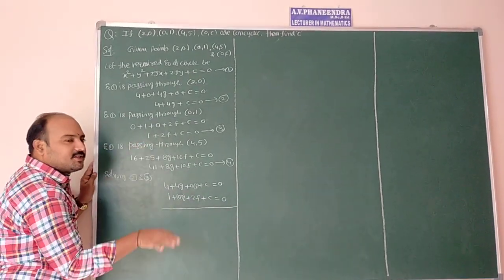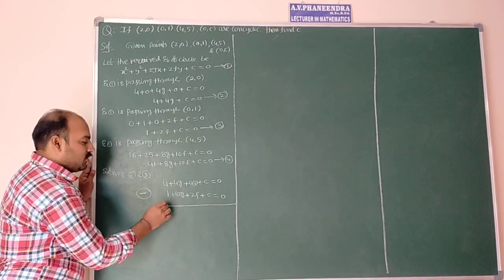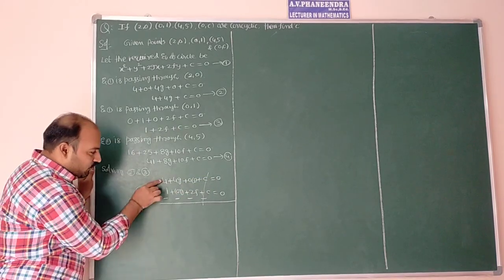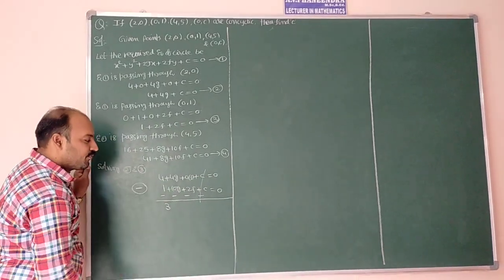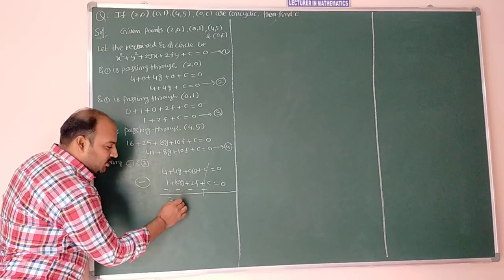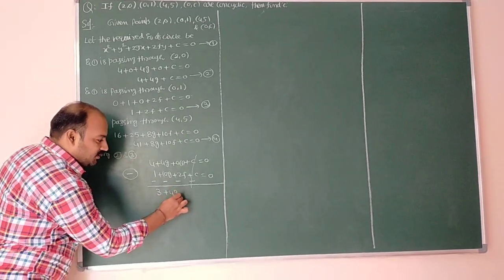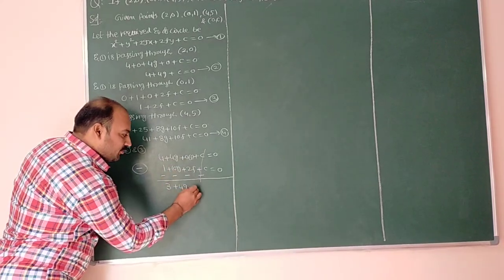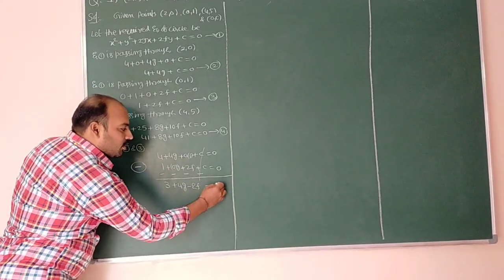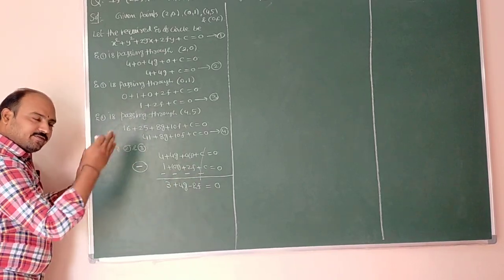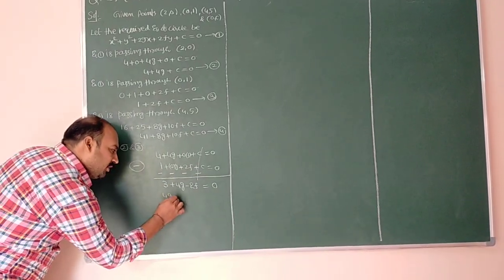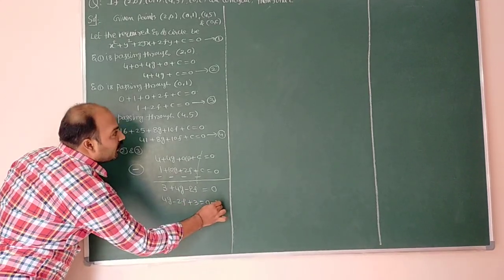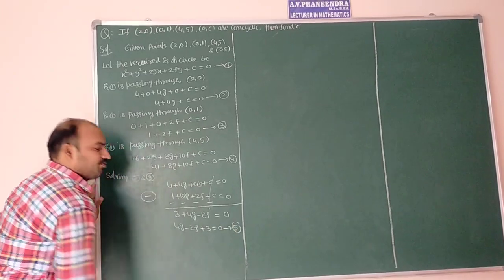Our aim is eliminating c. So subtracting, sign change, plus c minus c get cancelled. 4 minus 1 is 3. 4g minus 0, that means plus 4g. Here 0 minus 2f, minus 2f. Write in the order first g, f and constant. So 4g minus 2f plus 3 equal to 0. Put that equation number 5.